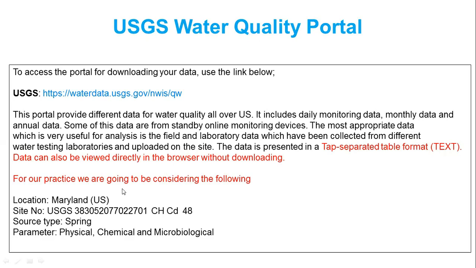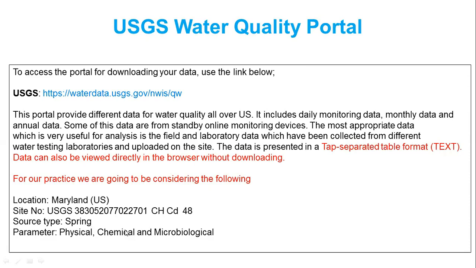So we have here for our practice, we are going to be considering the following: location, Maryland, USA; site number, USGS, and we have this number, and then we have CHCD 48. This is how this data is collected, and you will see when I open up and download what we are going to do. Source type, spring. This is for the practice.